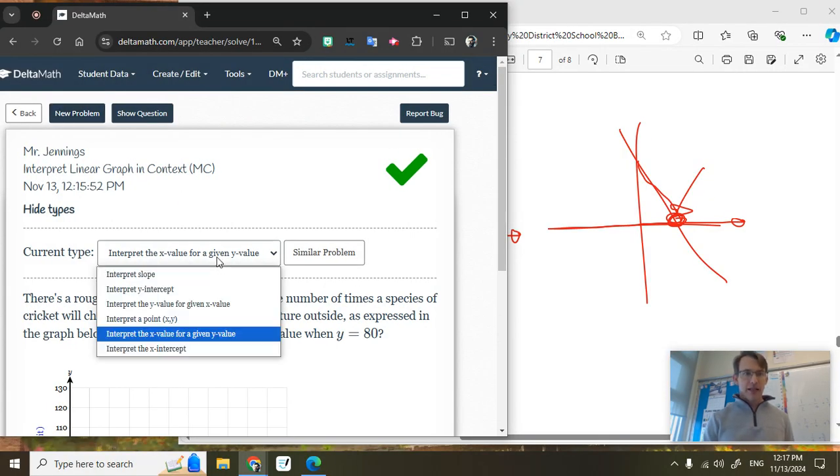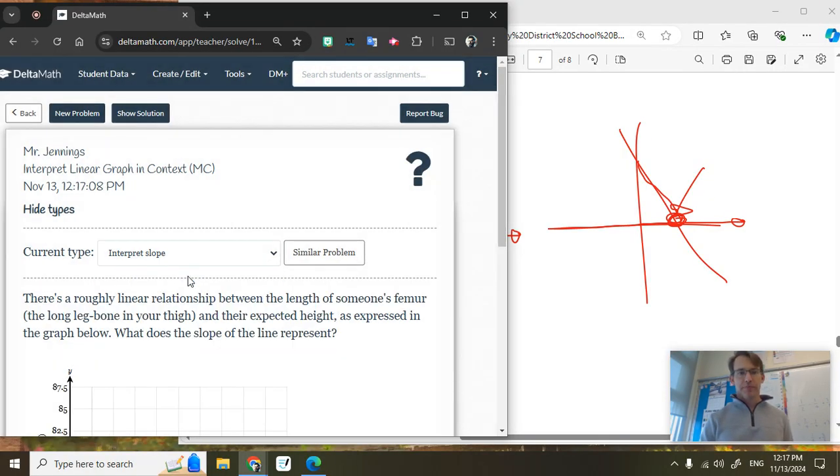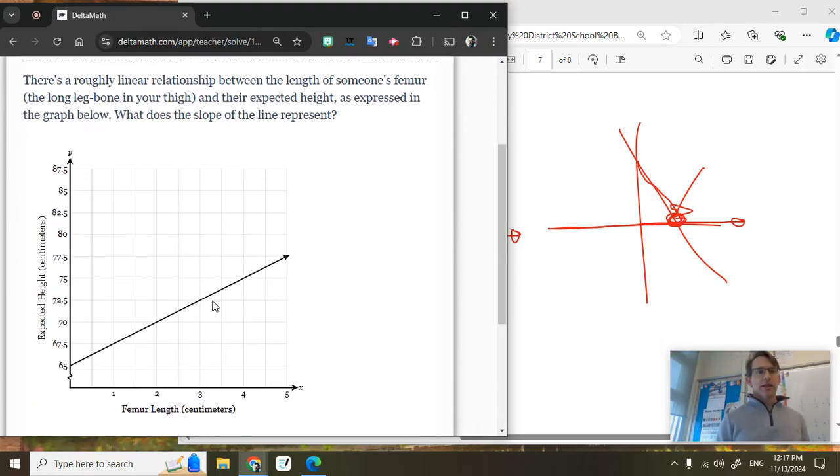All right, and the last one is interpreting slope. This is the trickiest one. There's a roughly linear relationship between the length of someone's femur, the long leg bone in your thigh, the longest bone in the human body, and their expected height as expressed in the graph below. People with longer femurs tend to be taller. And this is the relationship between your femur length in centimeters.